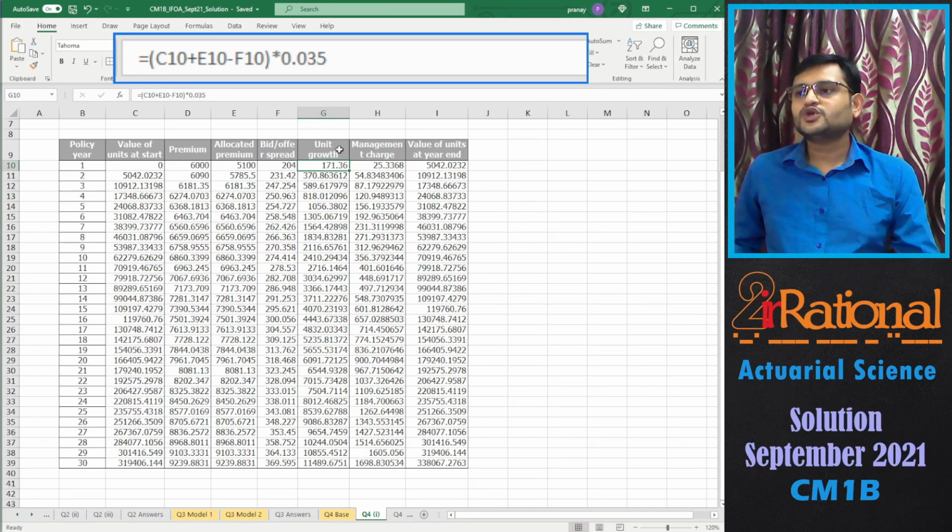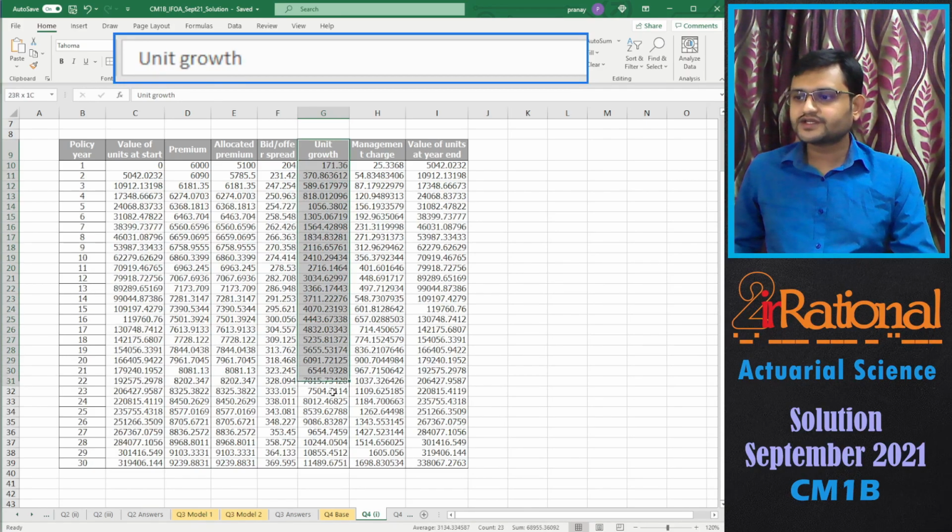Unit growth, you could have taken that as how our unit fund has grown at the end of the year before management charges, or here what I have done is I have just taken it as the interest that we have got or the growth that we have got in our unit. That's it. Okay, so you could treat this as our fund before management charges, or you could treat it as our interest. I've treated it as interest, so this is our formula.